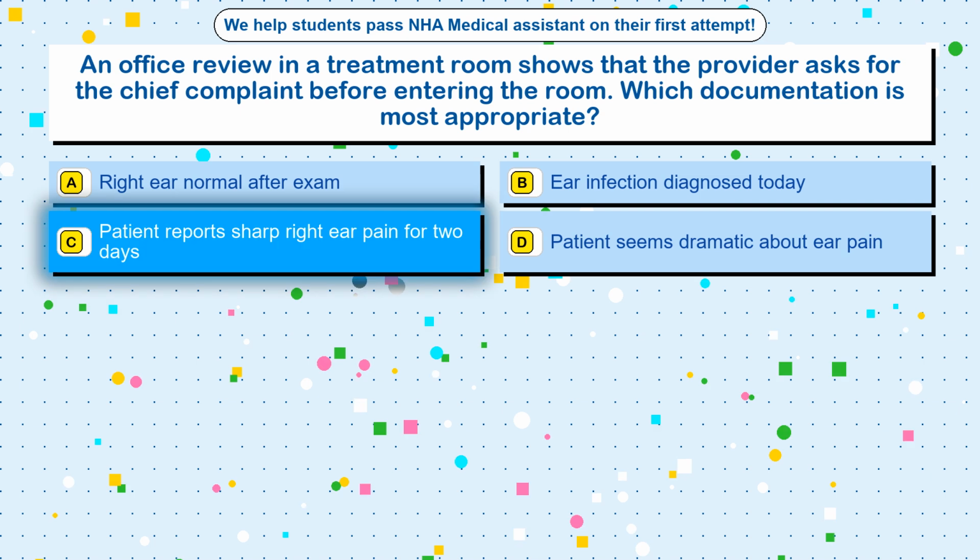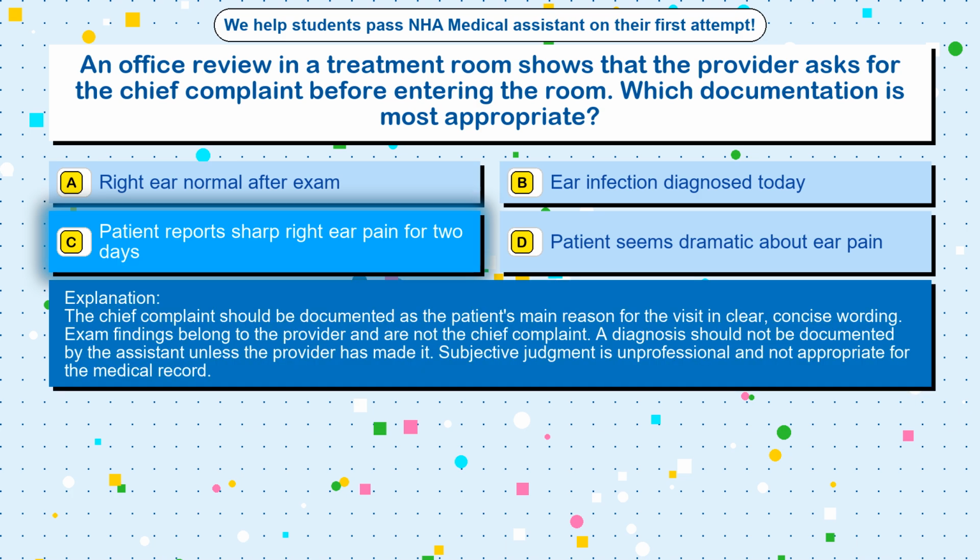The correct answer is option C, patient reports sharp right ear pain for 2 days. The chief complaint should be documented as the patient's main reason for the visit in clear, concise wording. Exam findings belong to the provider and are not the chief complaint. A diagnosis should not be documented by the assistant unless the provider has made it. Subjective judgment is unprofessional and not appropriate for the medical record.